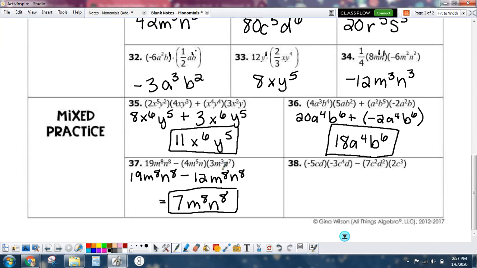For this one, when you multiply, you should get 15 c to the 5th d squared minus 14 c to the 5th d squared. And since it's subtraction, I do 15 minus 14 because those are the same variables. 15 minus 14 is 1, so I can just write it as c to the 5th d squared. If you want to put the 1 in front of that, that's totally fine, but this is the most simplified version.